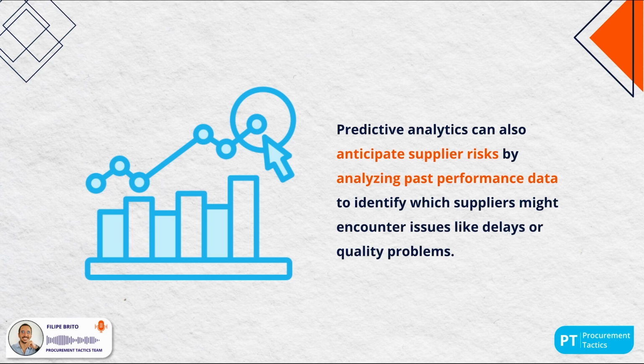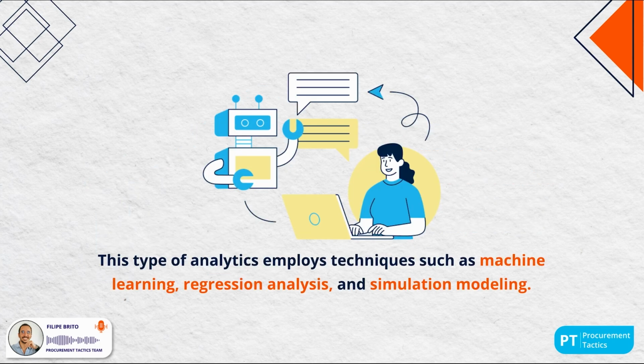If demand for a product is expected to rise, they can negotiate better terms with suppliers or increase inventory to prevent stockouts. Predictive analytics can also anticipate supplier risks by analyzing past performance data to identify which suppliers might encounter issues like delays or quality problems.